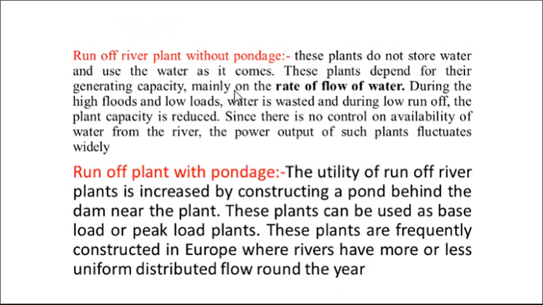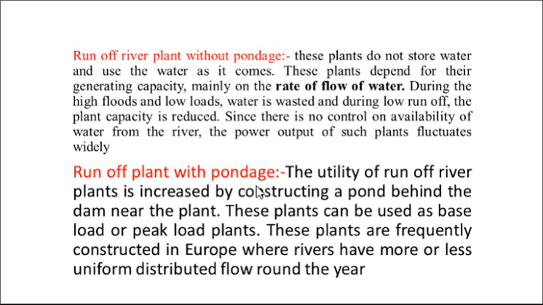Now, run-of-river plant without pondage. This plant does not store water and uses the water as it comes. This plant depends for its generating capacity mainly on the rate of flow of water. During high flood and low head, water is wasted, and during low runoff, plant capacity is reduced. Since there is no control on the availability of water from the river, the power output of such a plant fluctuates widely. So it is without pondage. As water comes, we can utilize it. If water is not available, then power capacity is reduced.